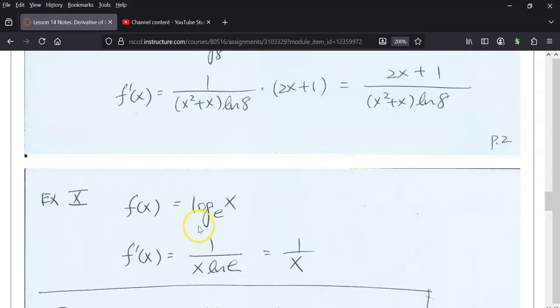Same thing here. If f of x equals log base e of x, then the derivative will be 1 over x ln of e, and we know ln of e is just equal to 1, so the answer is 1 over x.